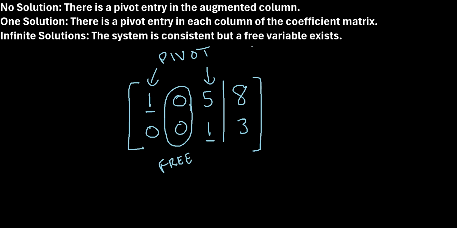And we can see that when a free variable exists and the system is consistent, which this system is consistent because we could have 1 times something equal 3, this matrix is going to have an infinite number of solutions. So we'll write infinite.